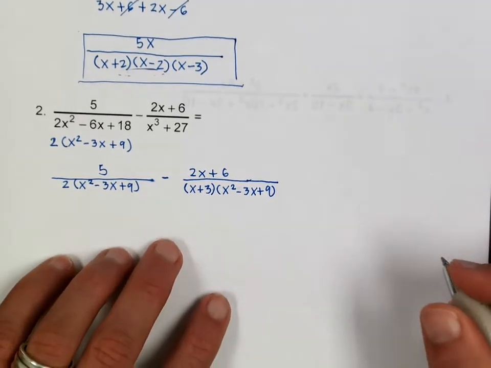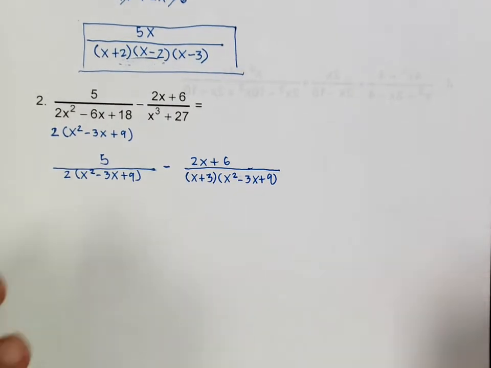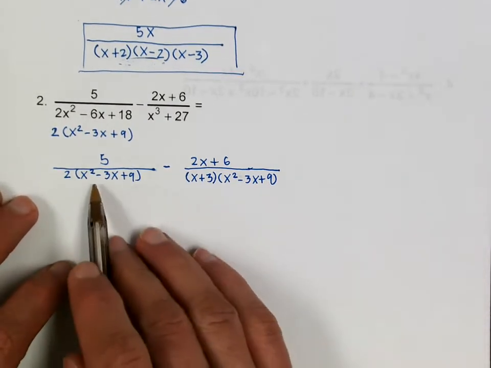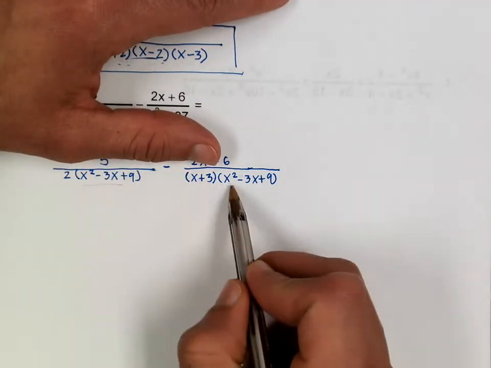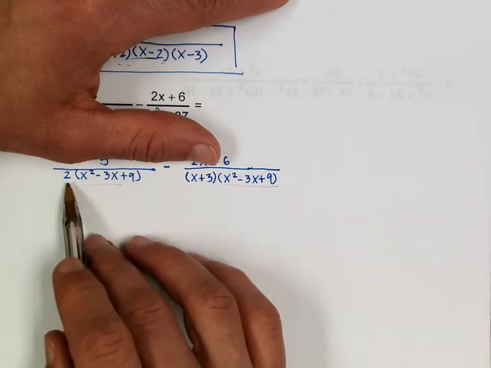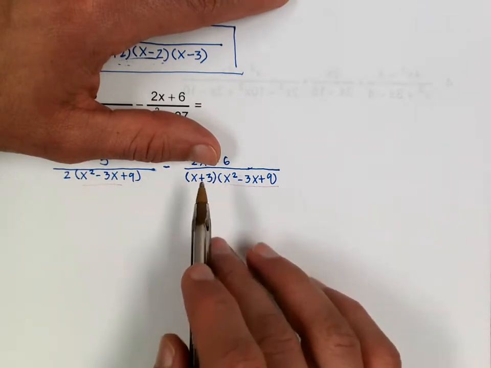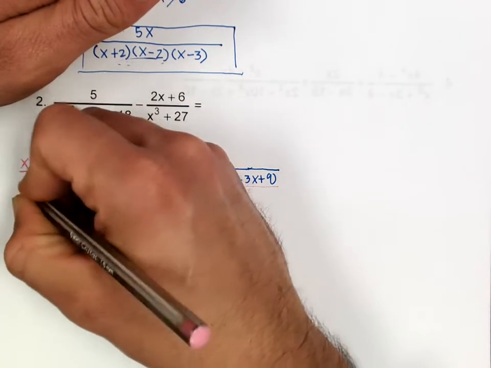This one I think is a little bit easier in terms of what is the common denominator. So for the common denominator, look at the denominators. What do they have in common? They have those two functions. What am I missing here that I have here? I'm missing an x plus 3 on this side. So I'm going to multiply this by x plus 3, top and bottom.